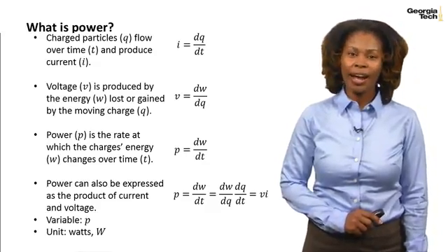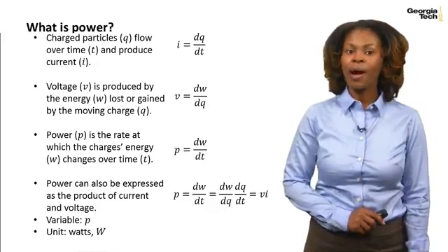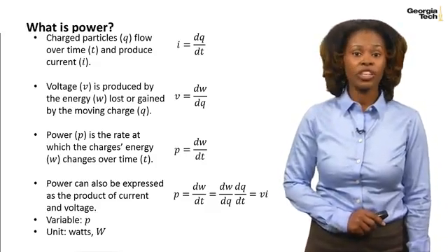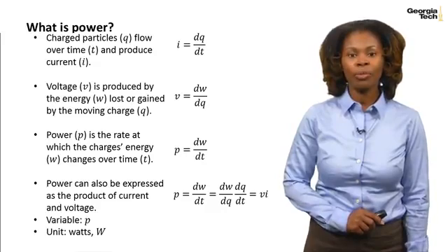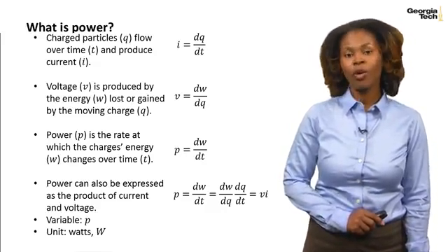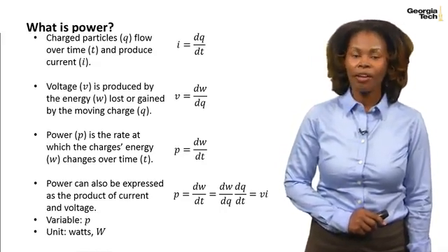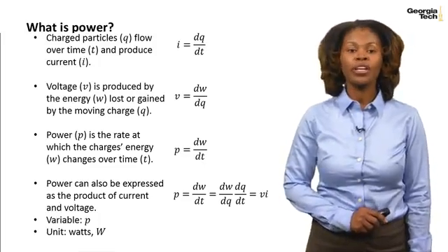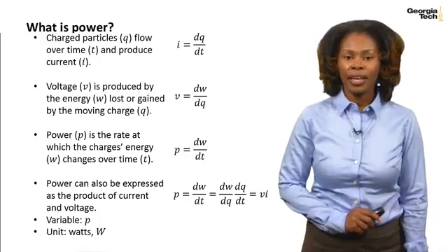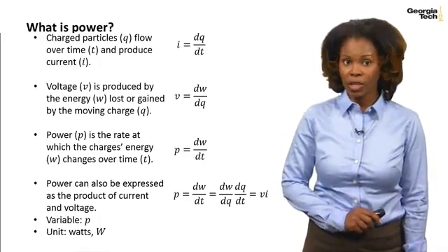So if you look at our definitions for current, voltage, and power, you see that power can also be expressed as a product of the current and the voltage. If you use the chain rule, you see that dw/dt is the same as dw/dq times dq/dt, or V times I. So power is the product of voltage and current. We're going to use the variable P for power and the unit watts, which has an uppercase W, not to be confused with the lowercase w that we use for energy.